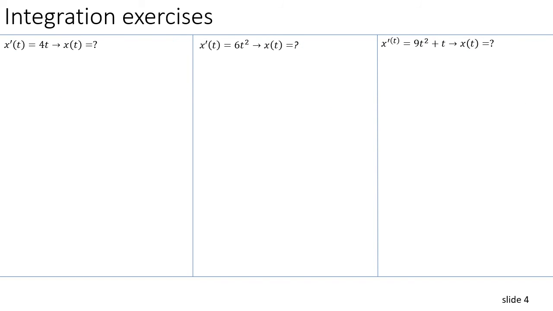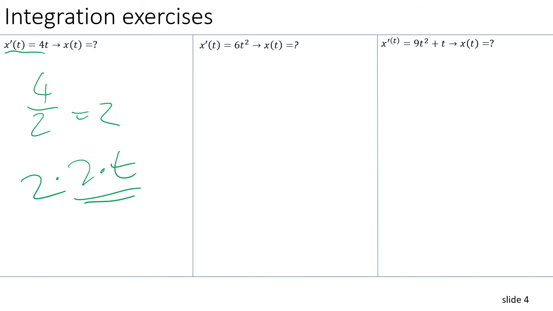What is the integral of x prime of t equals 4 times t? So we have to divide a 2 from 4. So now we have a 2 over here, and now we can get a 2 times t, this guy right here, and then we can integrate this and this will become t squared. So our final answer for this question is 2 times t squared plus c.